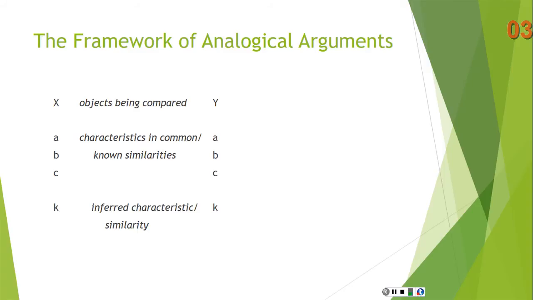Okay, here's another way of looking at the structure. You have x and y. Those are the objects that are being compared. And you have a, b, and c. Both objects have these characteristics. They're the characteristics in common, or the known similarities. And k is the inferred characteristic or similarity. So you compare these objects. You notice they have all these things in common, and that they probably have this further characteristic in common as well.